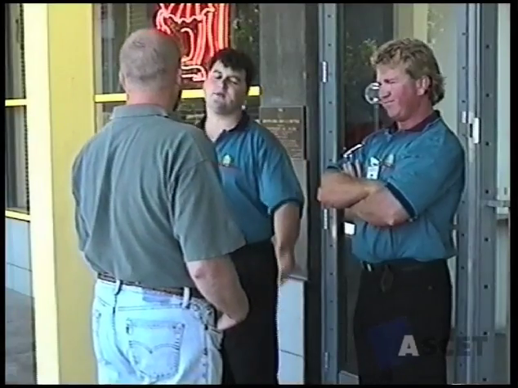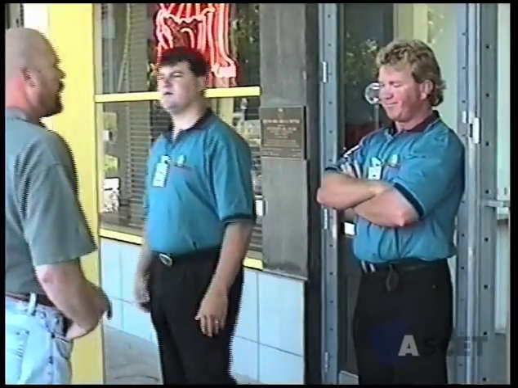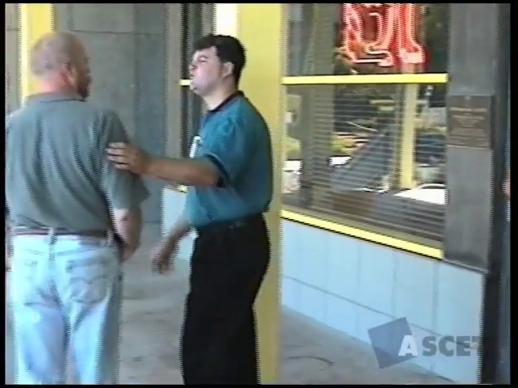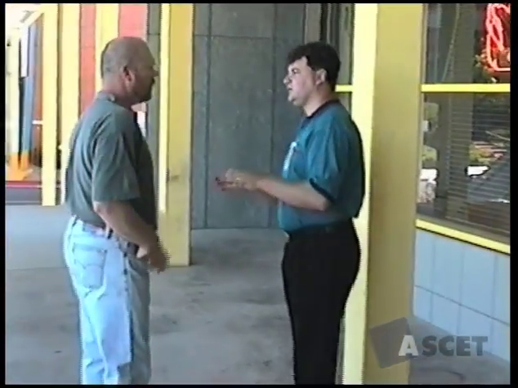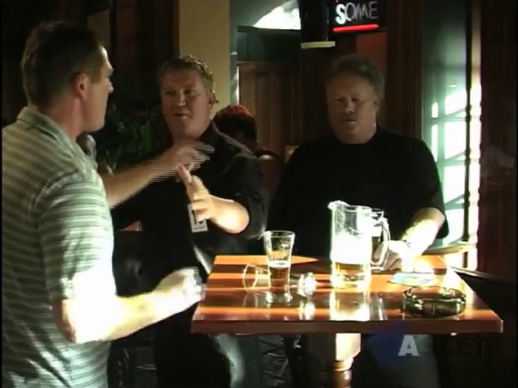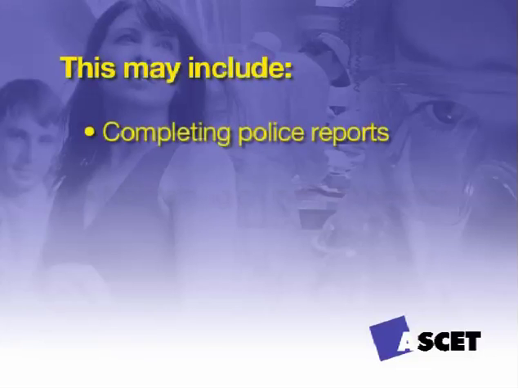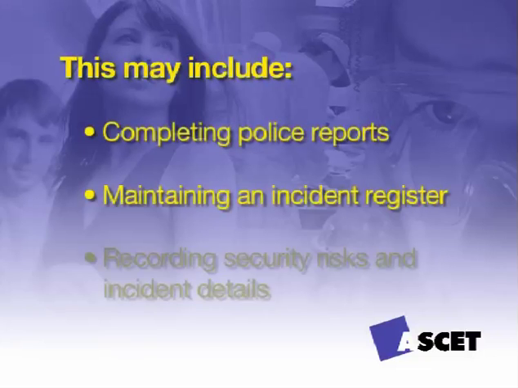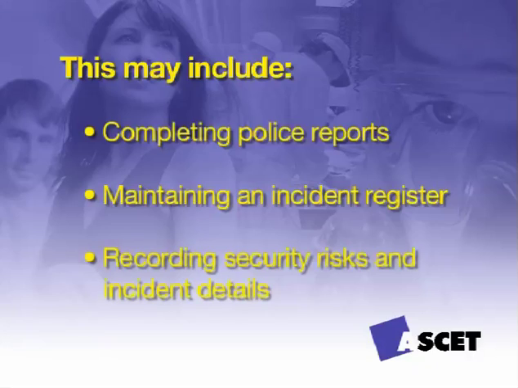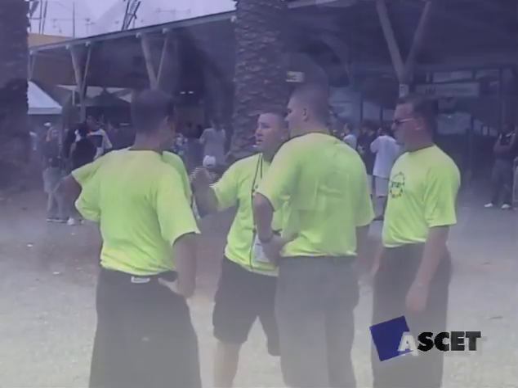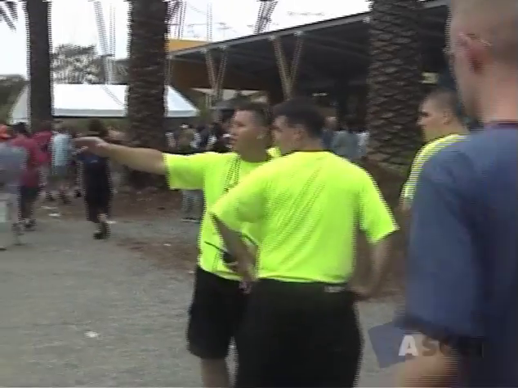Any incident that occurs in your venue, whether it is use of force or a visit by authorities, needs to be reported using the correct organisational procedures. Depending on the situation, this could be anything from completing police reports, maintaining an incident register, or recording security risks and incident details. There will be a chain of command amongst the staff at your workplace.